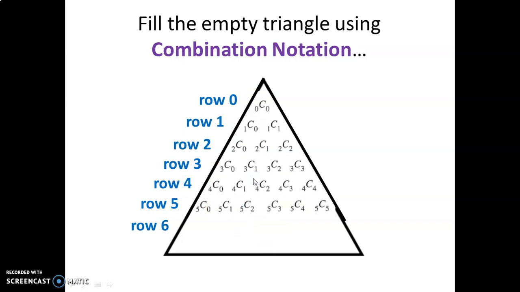Okay, let's check. So that's it, right? We have 0 choose 0 because that's row 0, 1 choose 0 here, 1 choose 1, row 2, 2 choose 0, 2 choose 1, 2 choose 2, and then 3 choose 0, 3 choose 1, etc., etc. That will give you all the numbers in Pascal's triangle.